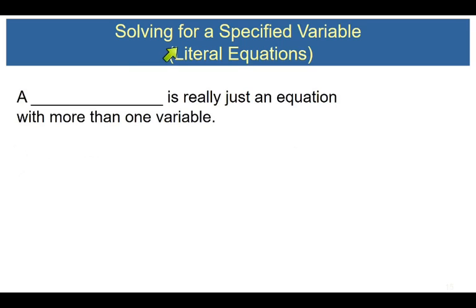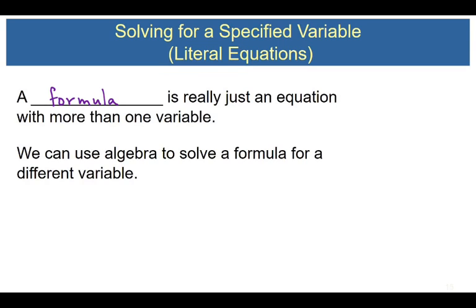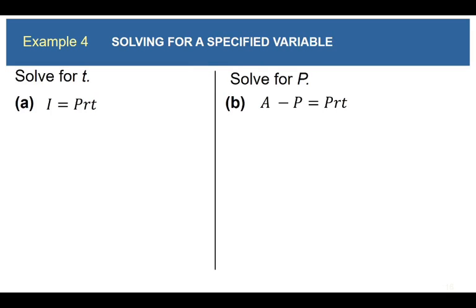Okay, now we're going to talk about solving for a specified variable, or we're going to be looking at literal equations, which you probably would call a formula if you saw one written down. A formula is really just an equation with more than one variable. They can be manipulated and solved for different variables. They usually come solved for one variable, but you might want to solve for a different variable depending on how you want to use the formula. We can use algebra to solve a formula for a different variable. And that's what we're going to be doing in this example.